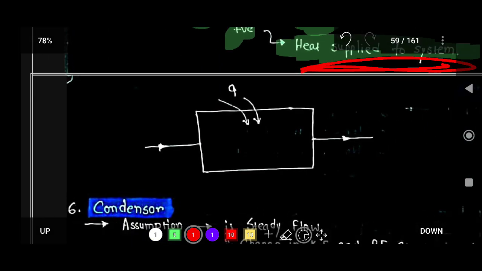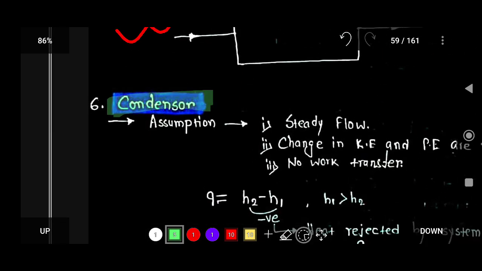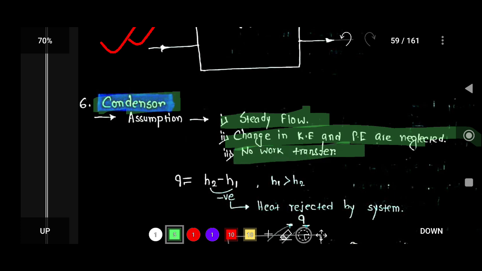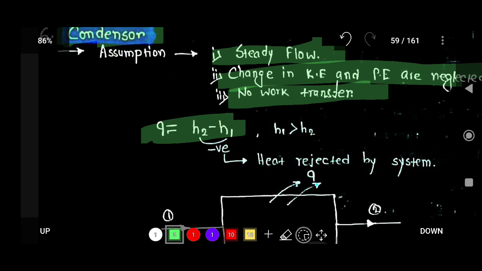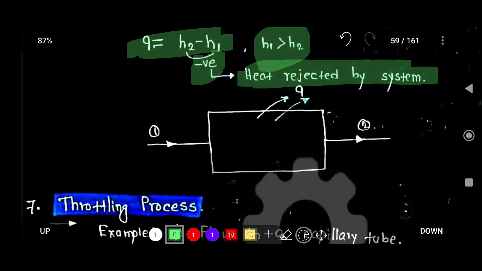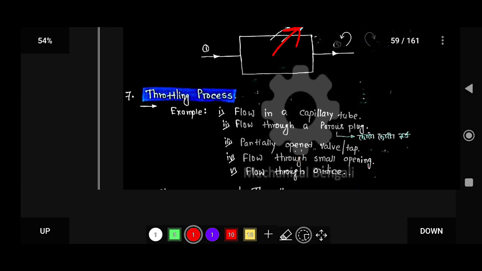Okay, now if you focus on the condenser, just apply the steady flow energy equation. The assumptions are steady flow, change in kinetic energy and potential energy neglected, and no work transfer. Remember this assumption, that is very important. From here Q is equal to H2 minus H1, and in the condenser H1 is greater than H2, so this value is negative, that is heat rejected by the system. So in the condenser, heat is rejected from the system. Okay, now throttling process.